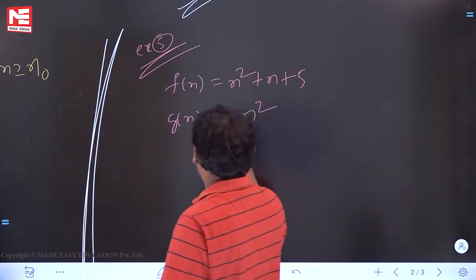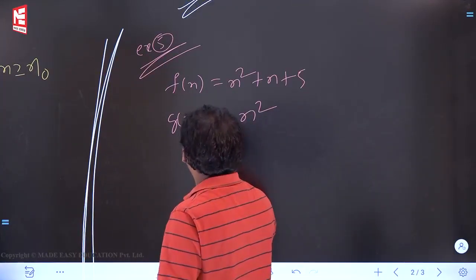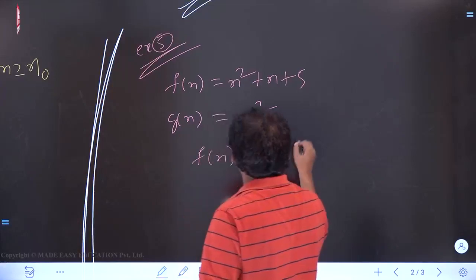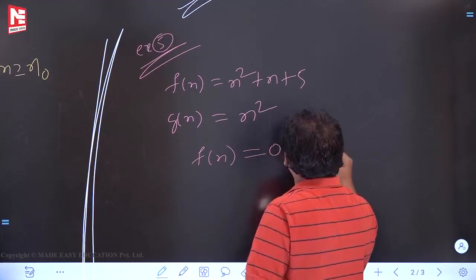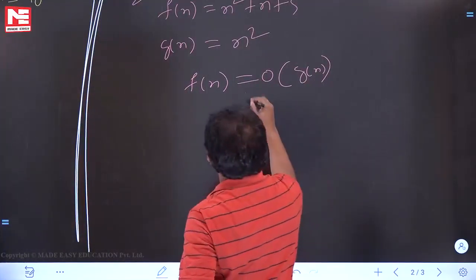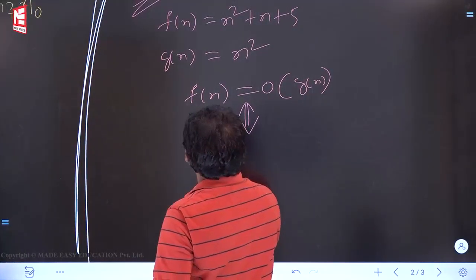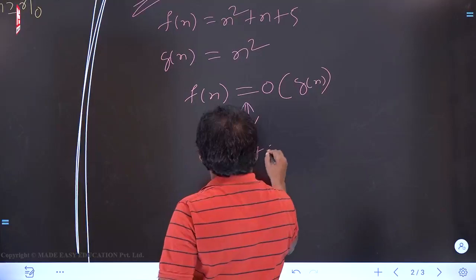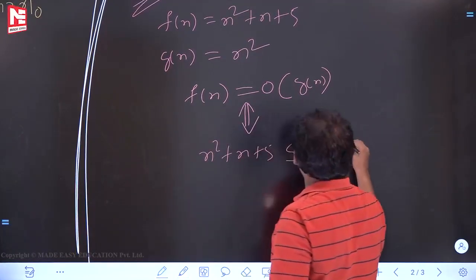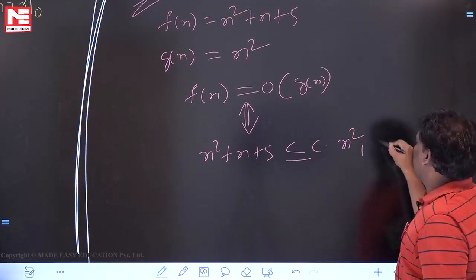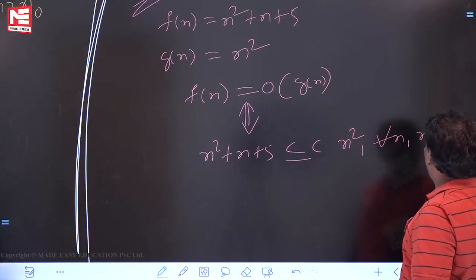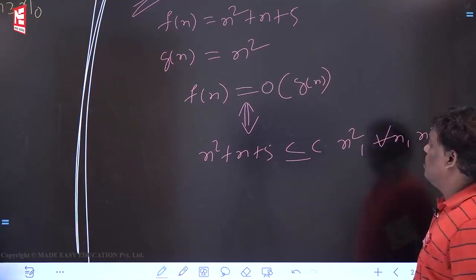Right? Now see this one. I want to prove f of n is big O of g of n. If you want to prove, what condition do you have to satisfy? You have to satisfy this condition. What is the f of n? n square plus n plus 5 is less than or equal to some c into g of n, which is n square, for all n where n is greater than or equal to n0. I want to prove it.